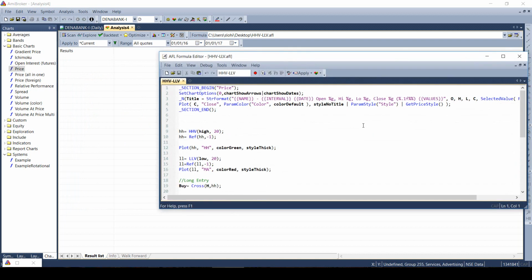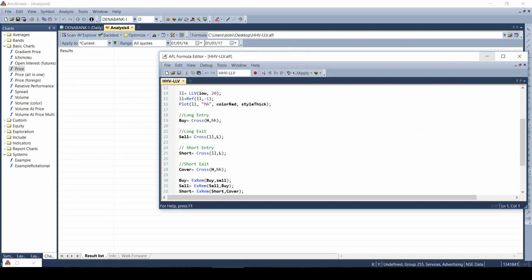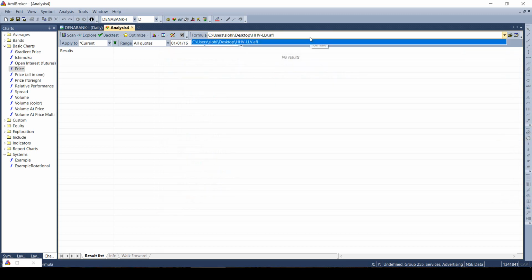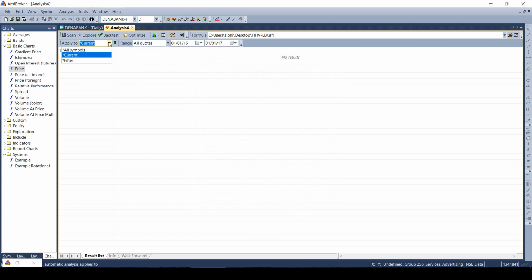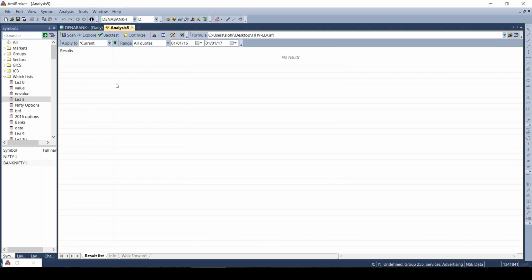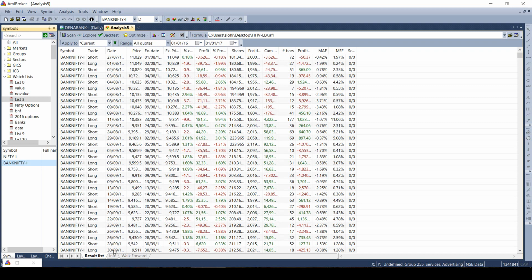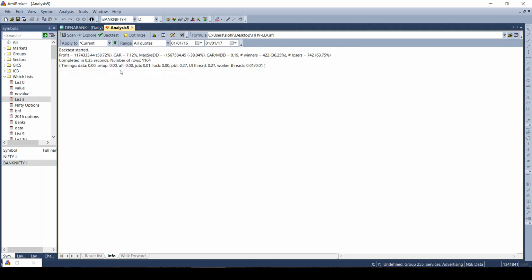Let us try backtesting the strategy we coded in the earlier tutorial. I will select the appropriate file. Set timing 15 minutes. Select current strategy to backtest it on Bank Nifty Futures. Click on backtest. It shows CAR, a compounded annual return of 7.12%.